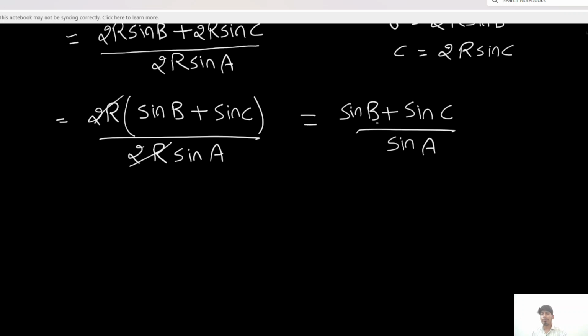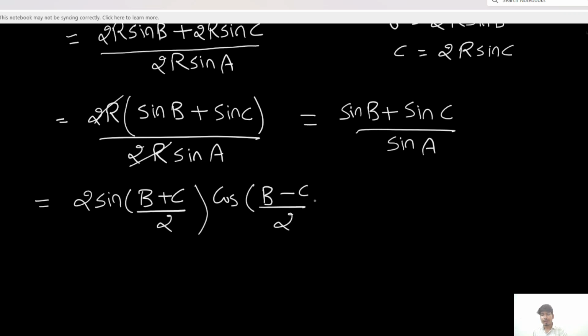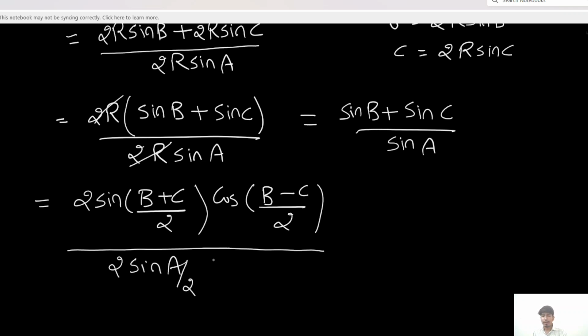Apply here the sine C plus sine D formula. What is the value of sine C plus sine D? It is 2 sine of (C plus D) by 2 cos of (C minus D) by 2. Applying the same formula, we get 2 sine of (B plus C) upon 2 and cos of (B minus C) upon 2. Then divide, applying the half angle formula. What is the value of sine A? This is 2 into sine of A upon 2 and cos of A upon 2.